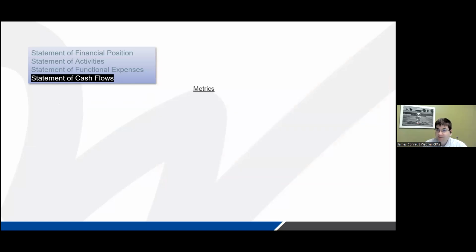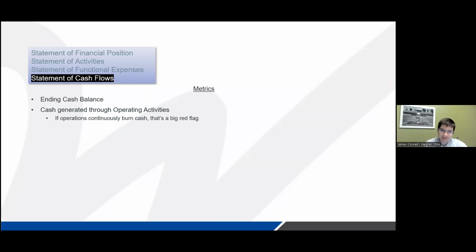So the metrics for the statement of cash flows, obviously the most basic one is ending cash. Did it go up? Why did it go up? You really want to see if the cash was generated through operating activities. So if you're just burning cash left and right because you have way too many employees, or you're just not generating any sort of positive activities, that's just a big red flag for any organization. You're going to run out of cash.